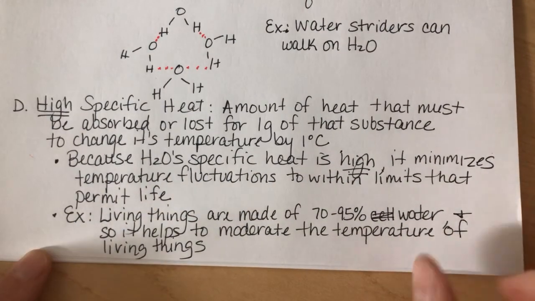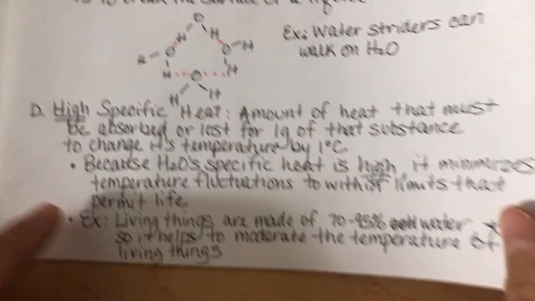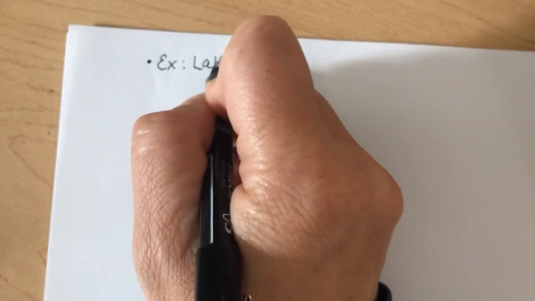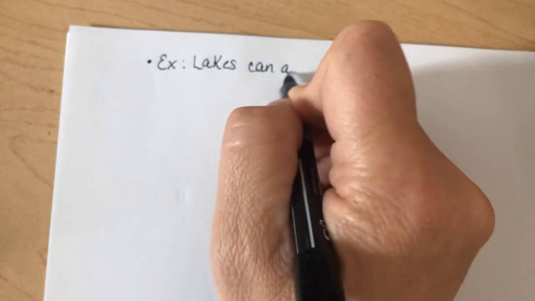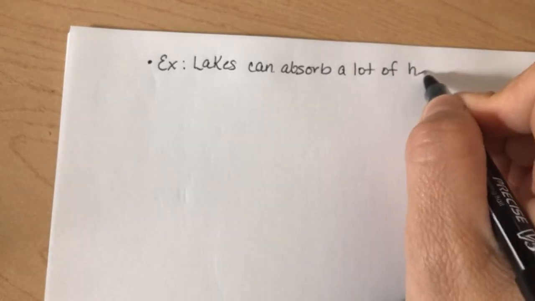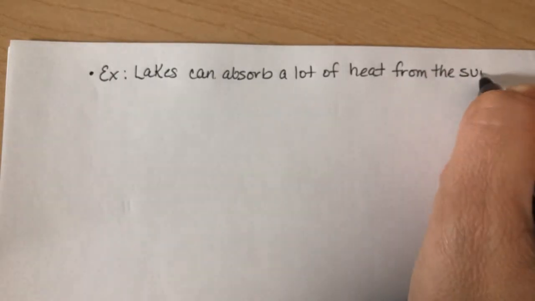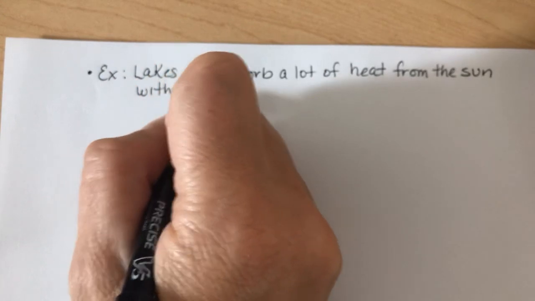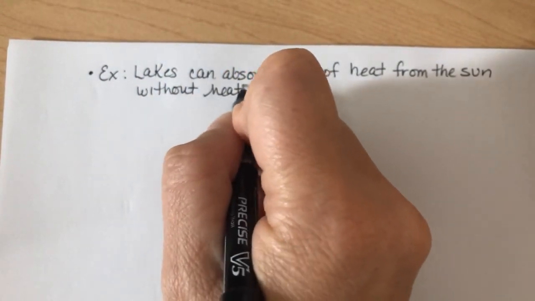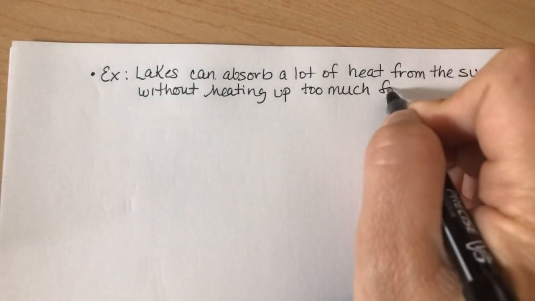And so there's one other example I want to put here, but I ran out of room. So I'm going to go to the next page and put a third bullet here, kind of indented, and put another example. And that's with lakes. Lakes can absorb a lot of heat from the sun without heating up too much for the organisms that live in it.